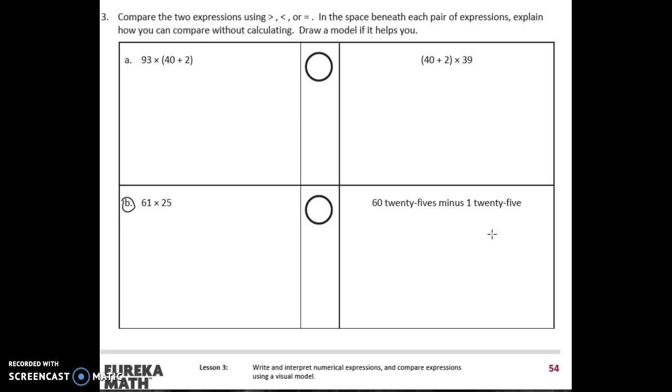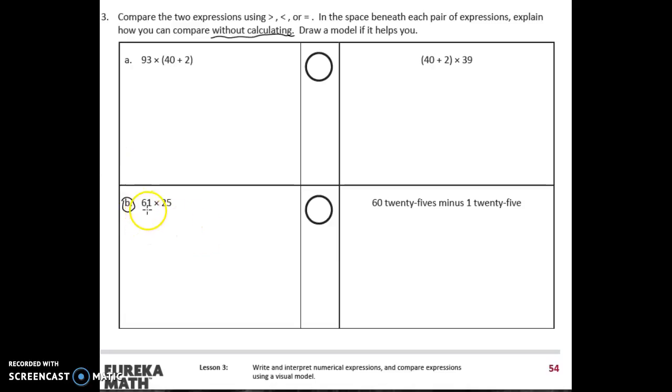This one is saying compare the two expressions using greater than, less than, or equal to. In the space beneath each pair of expressions, explain how you can compare without calculating. Without calculating? Whoa, we can't do the math? Well, maybe we won't need to. Let's just kind of think about it.